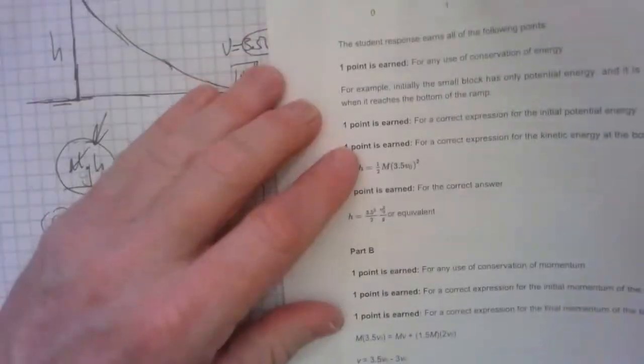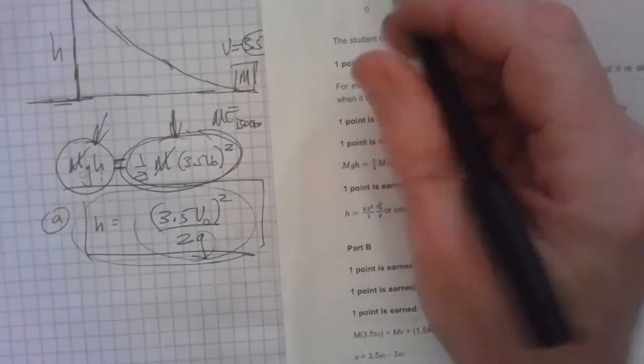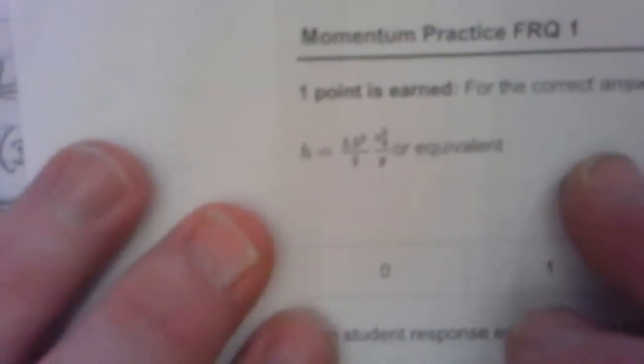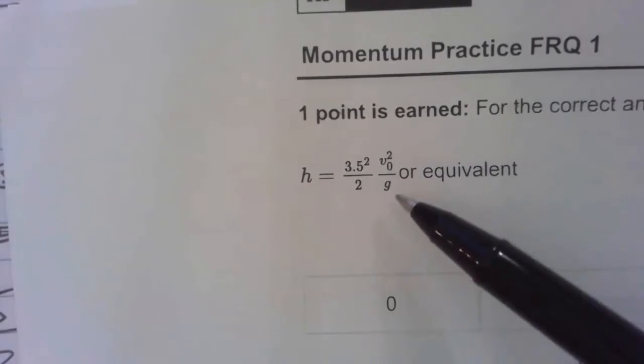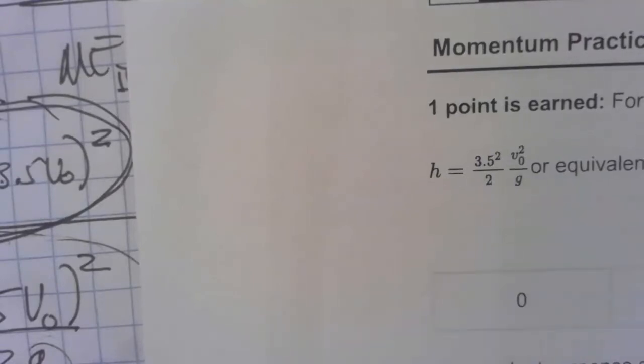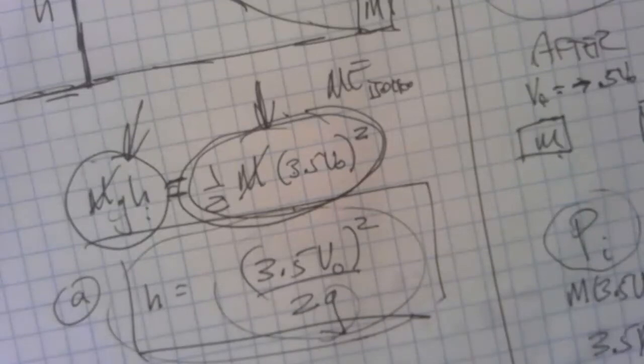One point is earned for the correct answer. Now they list their correct answer. I don't know if you can see it. I'll zoom in here. (3.5 squared v0 squared) over 2g. So, yeah, they didn't even bother squaring the 3.5 either. They say this, or equivalent. So ours would have been fine over here, if you can see it. Our answer here would have been fine. So all right, Wellborn gets all 4 points there, I think.